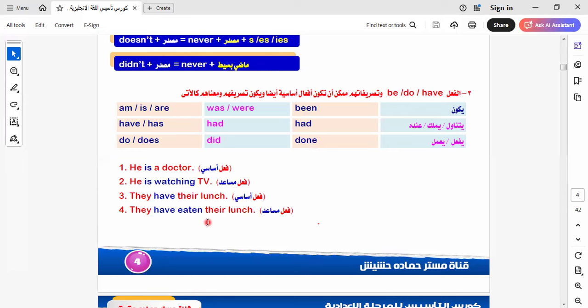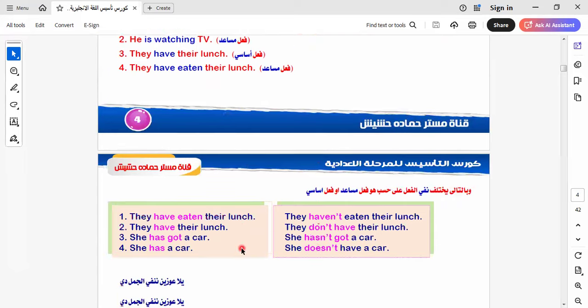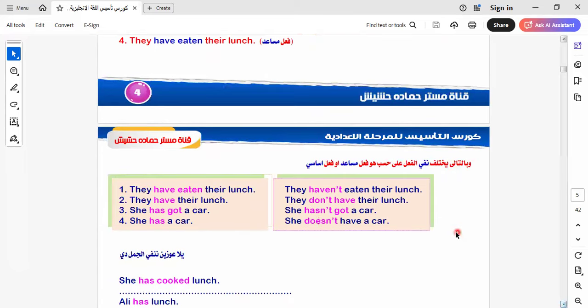As we told you before, irregular verbs in English are like the times table in mathematics. You can't answer any problem in mathematics without memorizing the times table. So in English it is the same. Irregular verbs are our times table. Okay, you must memorize it. Let's go to another item here.